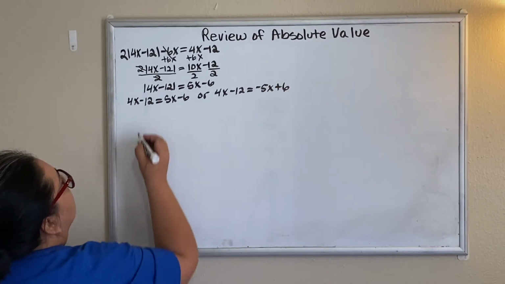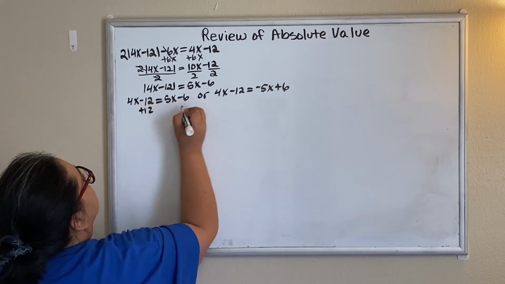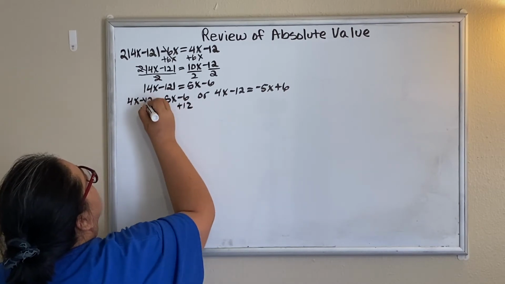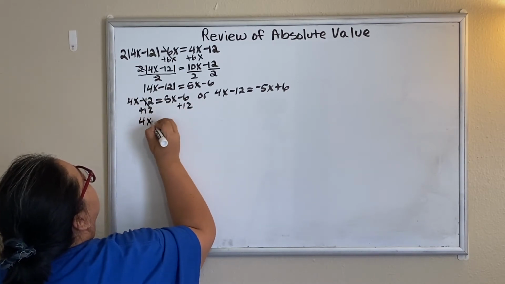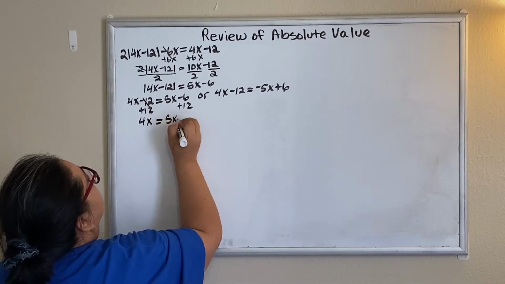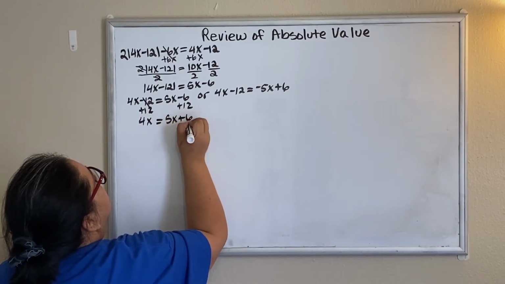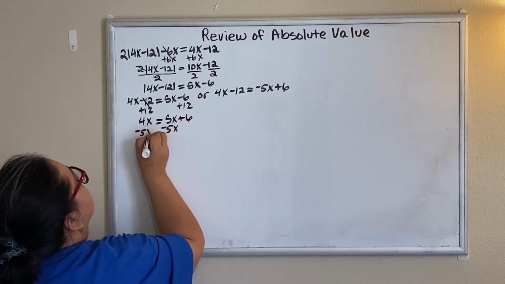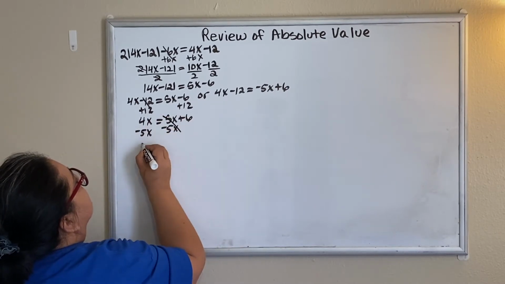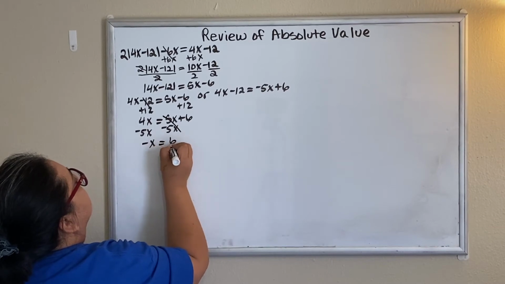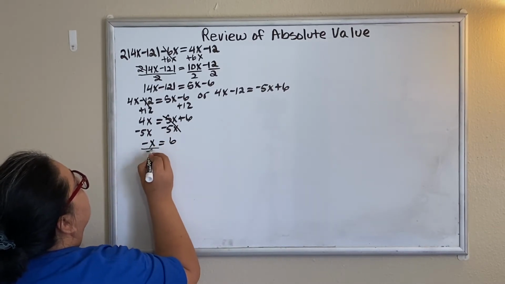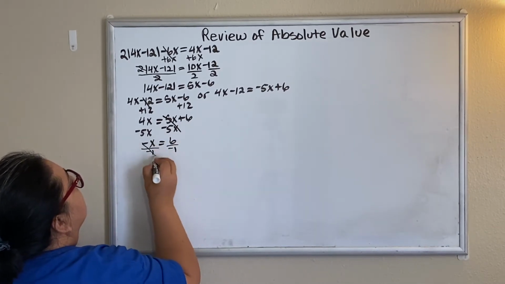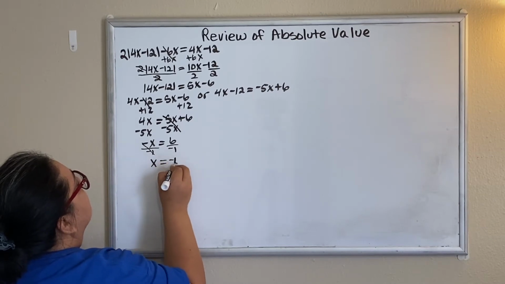So now to solve, on the first one, we're going to add 12 to both sides, eliminating the 12. We get 4x equals 5x plus 6. We're going to subtract 5x from both sides, and that gives us a negative x equals a positive 6. Dividing by negative 1 gives us x is equal to negative 6.